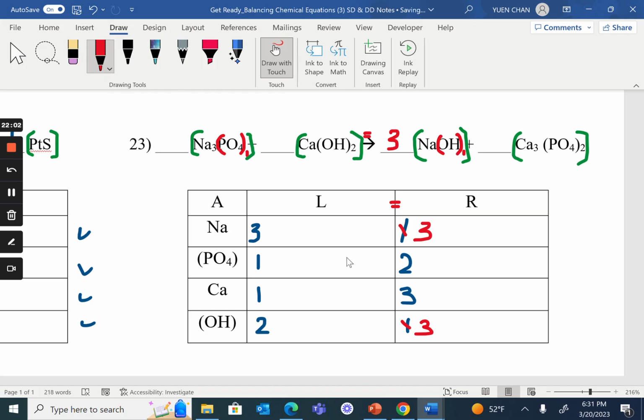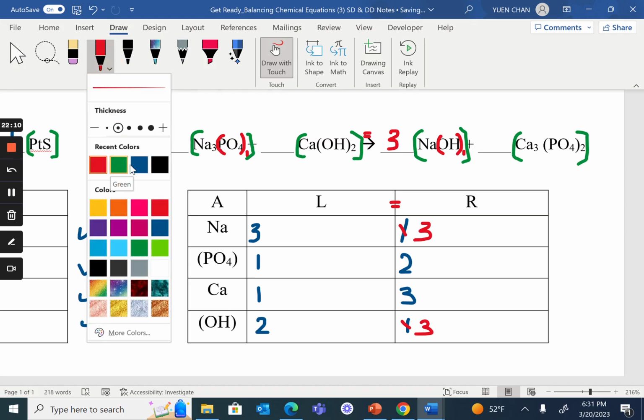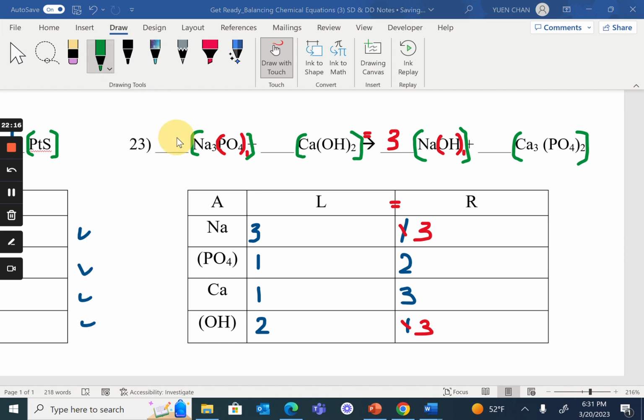So choose anyone. Okay, I'm going to choose PO4. So PO4, on the left, I get 1. On the right, I get 2. So actually, I can change the PO4 on the left-hand side to be 2, right? So how can I make it? I'm going to put the 2.